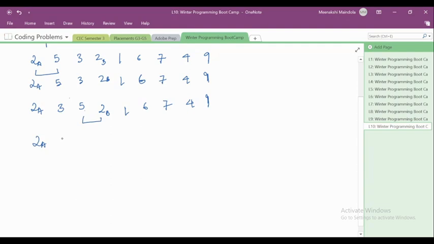So now you see you have these elements. In a temporary variable, this value 2 is stored and it is then compared to 5. Now 5 is greater than 2, so 5 takes its position and is copied here. Now what happens? You compare this temporary variable, which is containing 2, with the previous element. So the previous element here is 3.